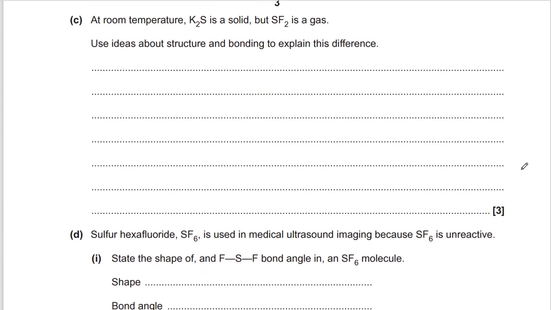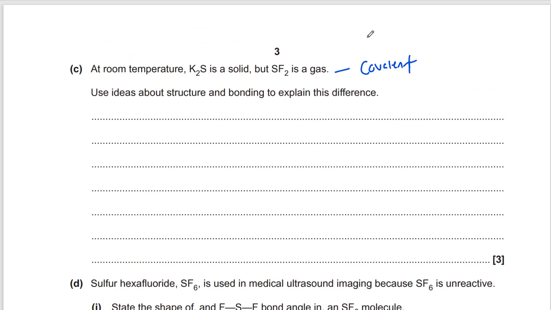So first little 3-mark question then. At room temperature, K2S is a solid, SF2 is a gas. Use ideas about structure and bonding to explain the difference. So we've really just gone through. They've given you the answer really on the previous page because they've told you that SF2 is covalent. And because it's a gas, we can safely assume it's not a giant covalent, it's a simple covalent.